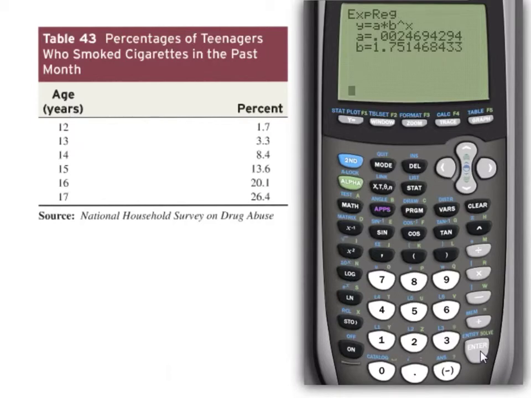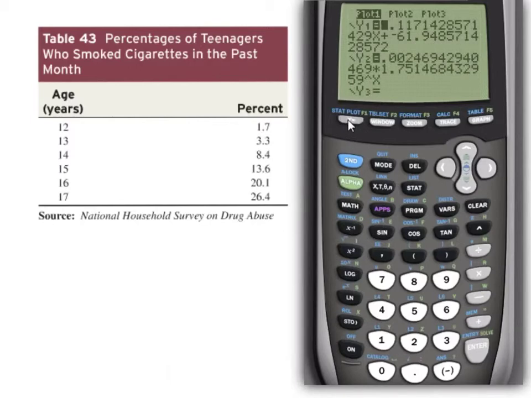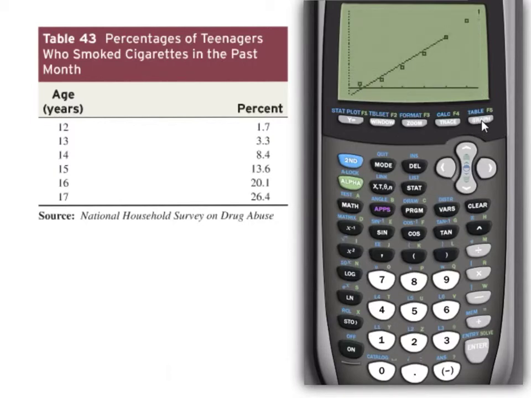And you see this one's of the form a times b to the x power, and here's your a and your b. And if we press Y equals, we'll see that that's put that into the calculator. And I'm going to hit graph, so it'll graph both models so we can compare. Now the exponential model, as you can see, curves, and it might fit a little bit better at the very beginning, but you can see it's getting pretty far off track here.